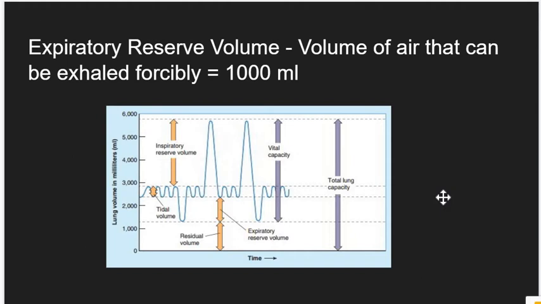So what is the vital capacity of the lungs? एक lungs की vital capacity क्या है? 3000 ml inspiratory reserve volume, 1000 ml, this is the expiratory reserve volume that we can exhale, and this is the amount of 500 ml, that is the tidal volume. So vital capacity is the inspiratory reserve volume plus tidal volume plus expiratory reserve volume.